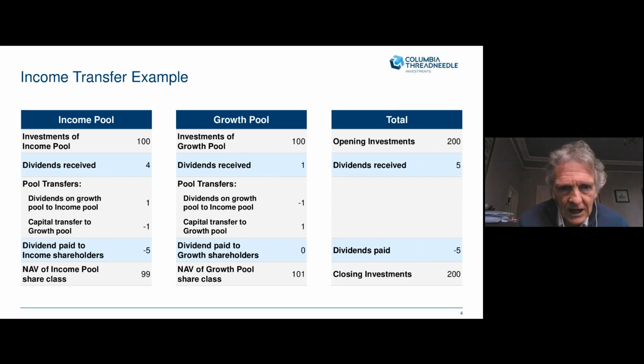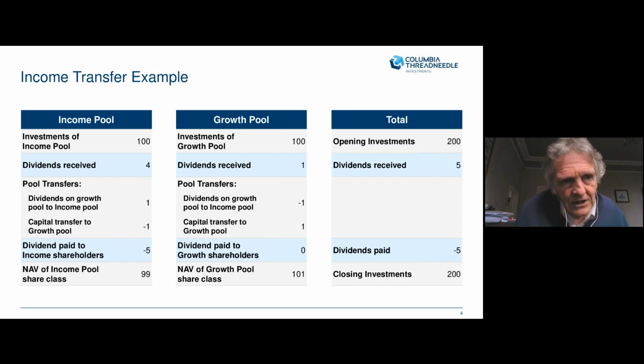So you're starting at 100. Let's imagine there's absolutely no change to the value of any of the investments over the course of a year. You've got roughly a 4% yield, it's actually a bit higher at the moment, probably about 4.5% natural yield from the income pool, and about a 1% yield from the growth pool. When you work through, you'll see that a dividend paid to the income shareholders, instead of being 4 or 4.5, is actually 5.5 or even a little bit more. But they've got a percent or so less of NAV at the end of the year.